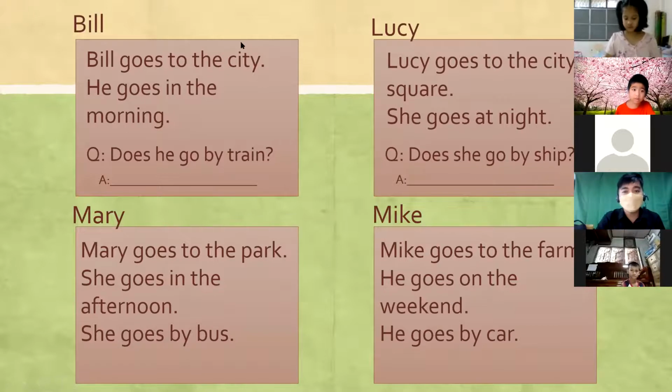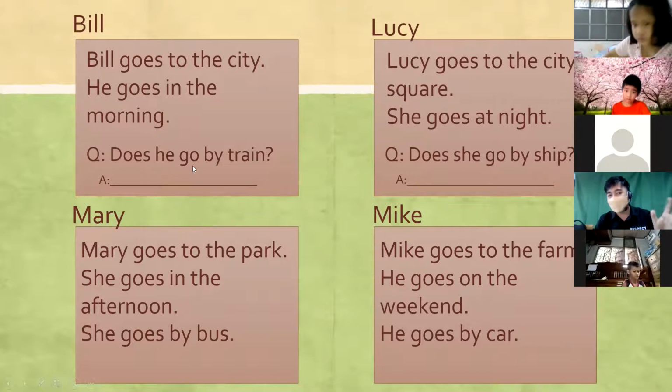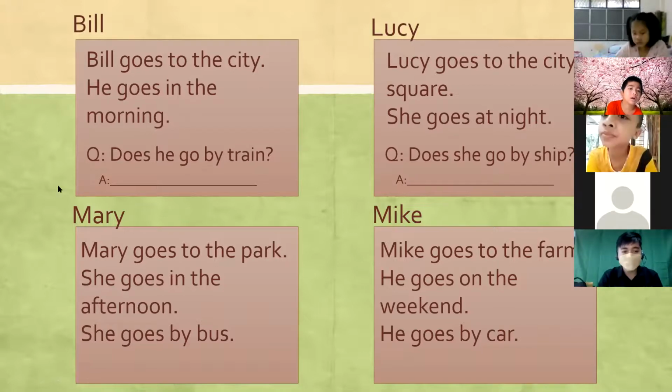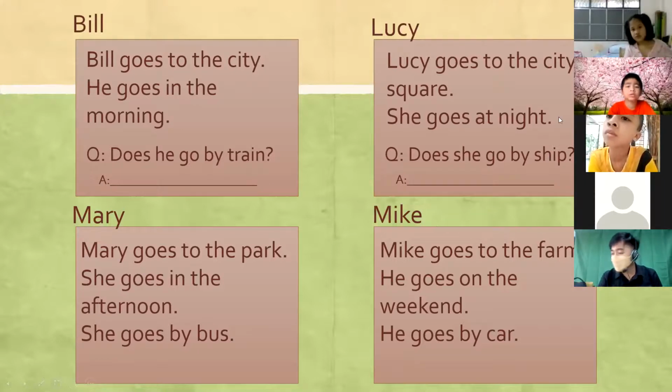So we have here Bill, Lucy, Mary, and Mike. So Bill goes to the city. He goes in the morning. So we have the question and answer. Does he go by train? We have yes, he does, and no, he doesn't. Okay, look at your book. You're going to complete the sentence.